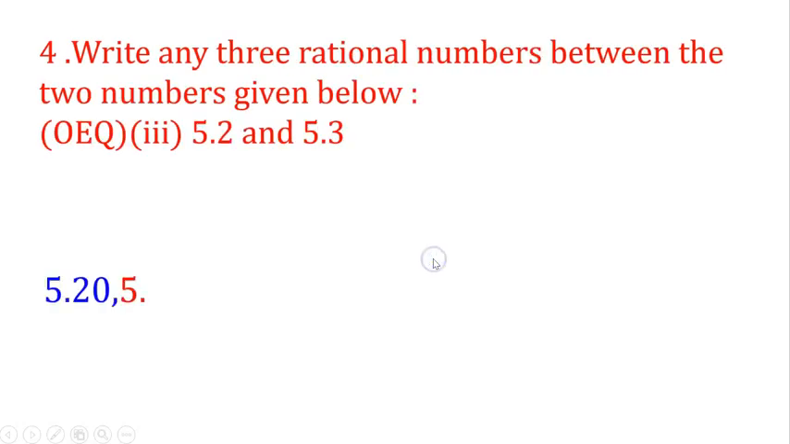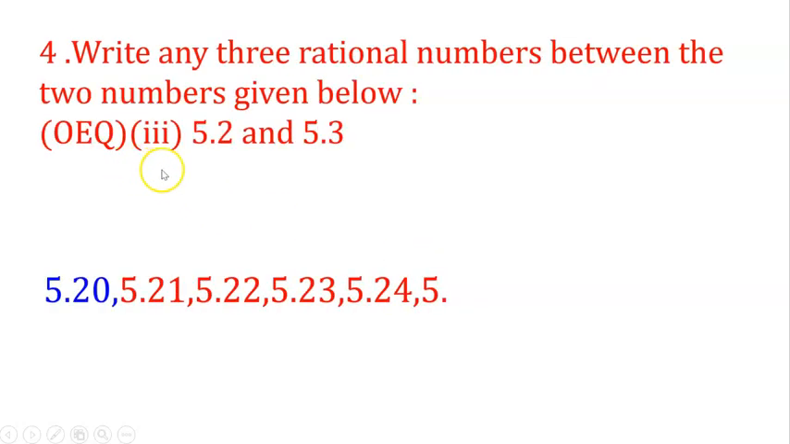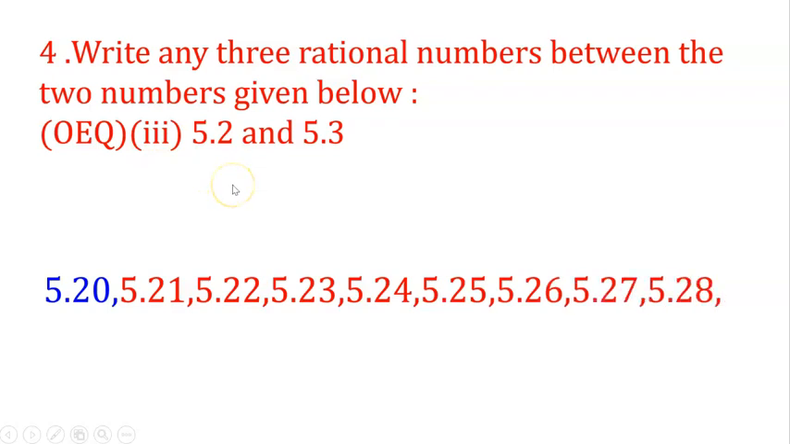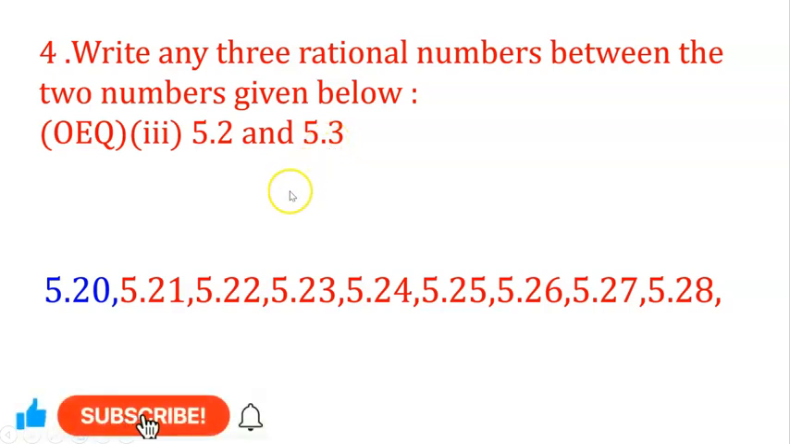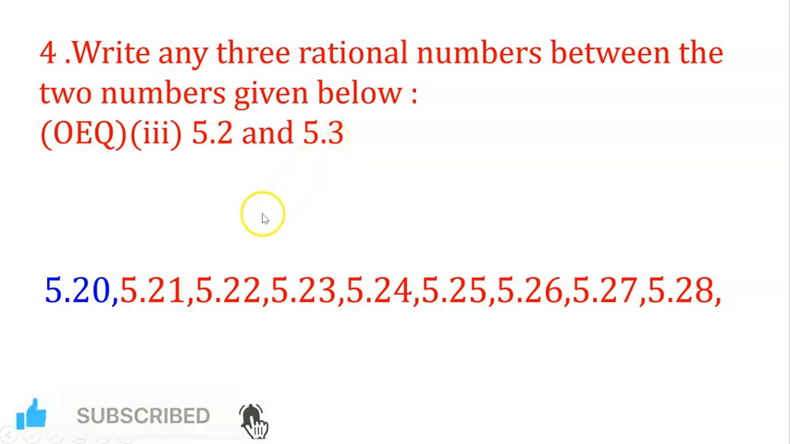Now we have taken another method here. That is the numbers between 5.2 and 5.3. You can also apply this method. I have shown both the methods. You can add these two numbers and divide by 2. You will get the mean number between them, and then the mean and this number divided by 2, and so on. That method I had already explained.